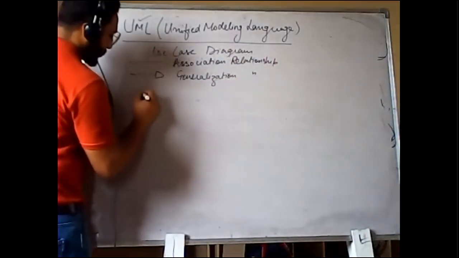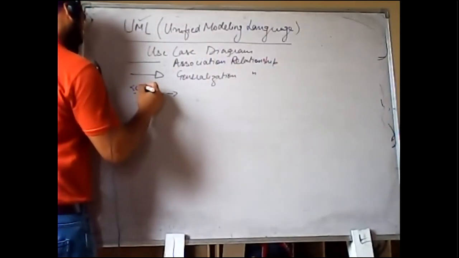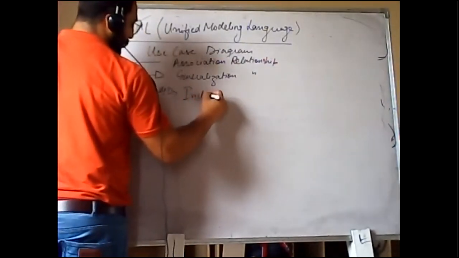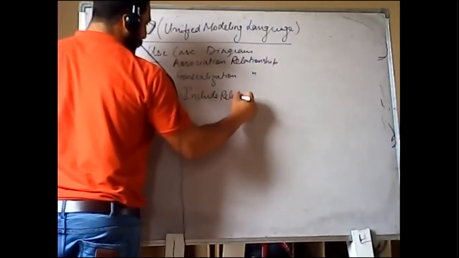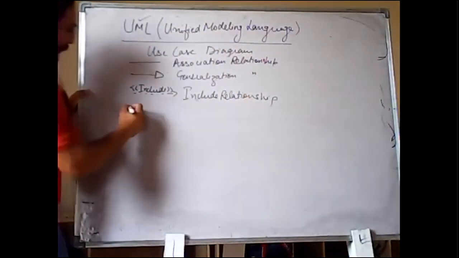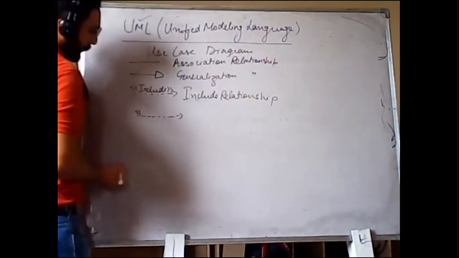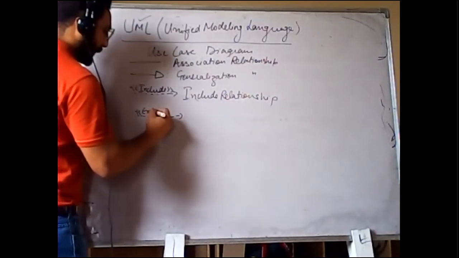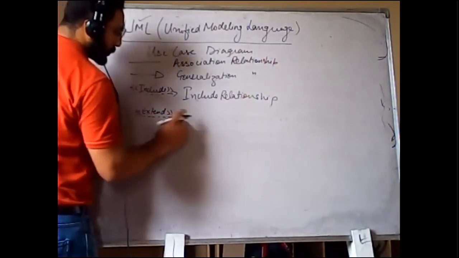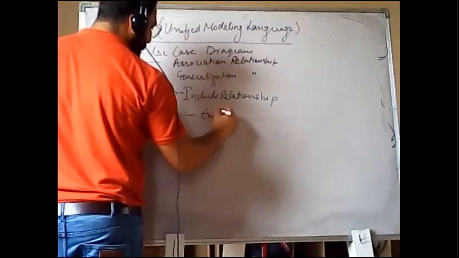Okay, this is your next relationship, and here we write include. This is your include relationship. Okay. Next is your dotted line with labeling that is extend. Sorry, extend. Okay, this is your relationship for an extend relationship.